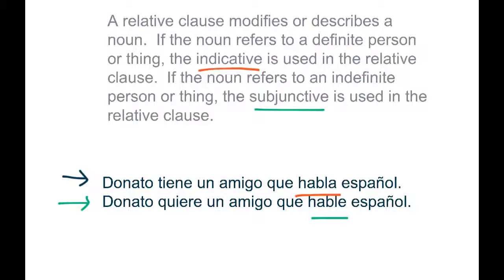So anything in the first part that's modified by that que on the other part, like a friend that speaks Spanish, or a friend that is nice, or a person who understands me, those kinds of things that you want in the future that you do not yet have are going to be in the subjunctive.